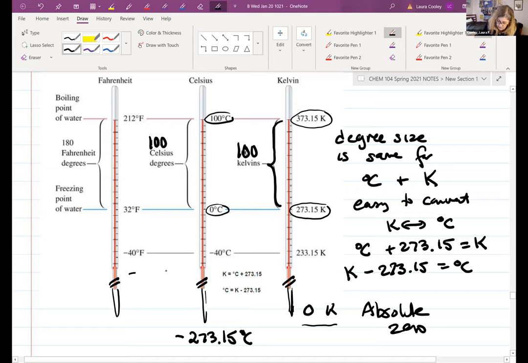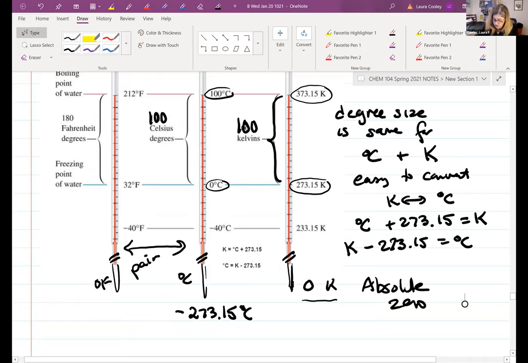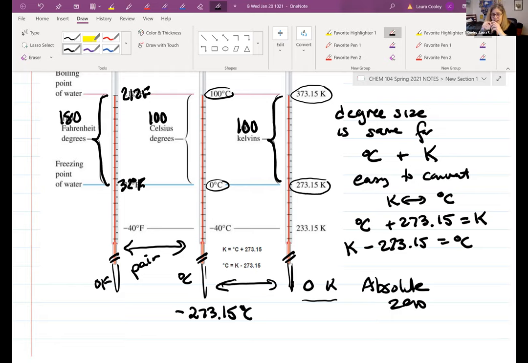But going back and forth from Fahrenheit to degrees C is kind of a pain in the neck. And I'm never going to ask you to do that. So you don't have to know how to do that. But you do have to know how to go back and forth between Kelvin and Celsius. The reason this is such a pain is because the difference between the boiling point and the melting point in Fahrenheit is 180 degrees. So Fahrenheit and Celsius have degrees of very different sizes. A Fahrenheit degree is a little more than half of a Celsius degree, which is why it's such a pain to convert back and forth. So I would just say, don't worry about that conversion. You only need to really worry about this one.